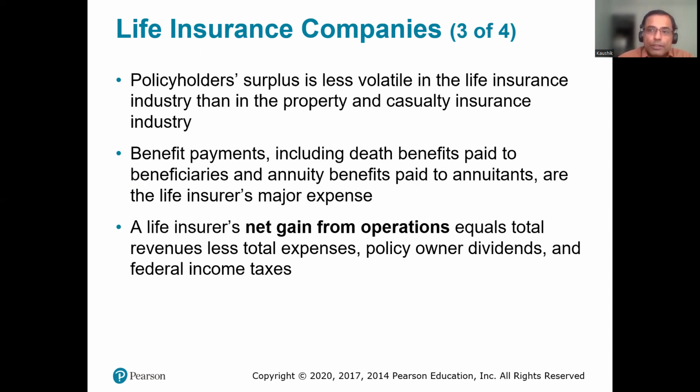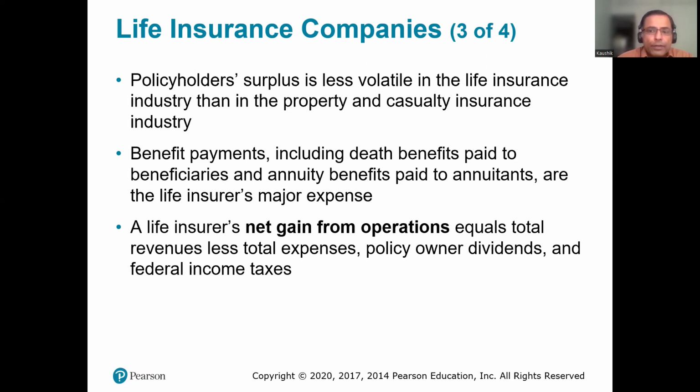The policyholder surplus is the asset in excess of liabilities, and it is generally less volatile for life insurers as compared to property and casualty insurers. So they have to pay death benefits. They also need to pay annuity benefits, which are their major expenses.